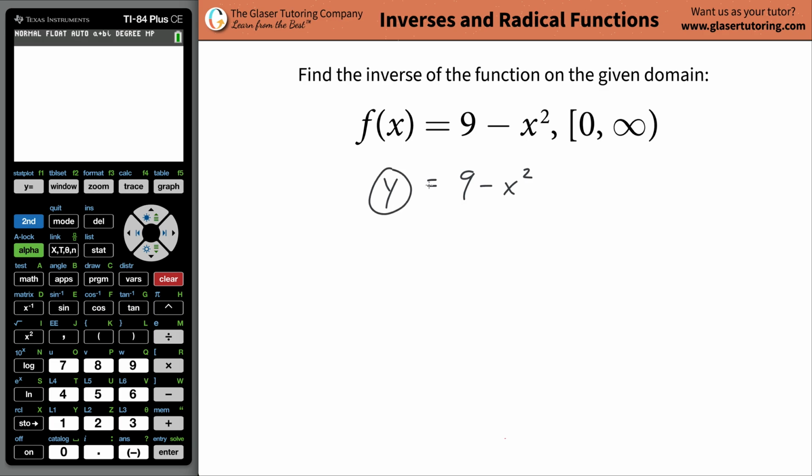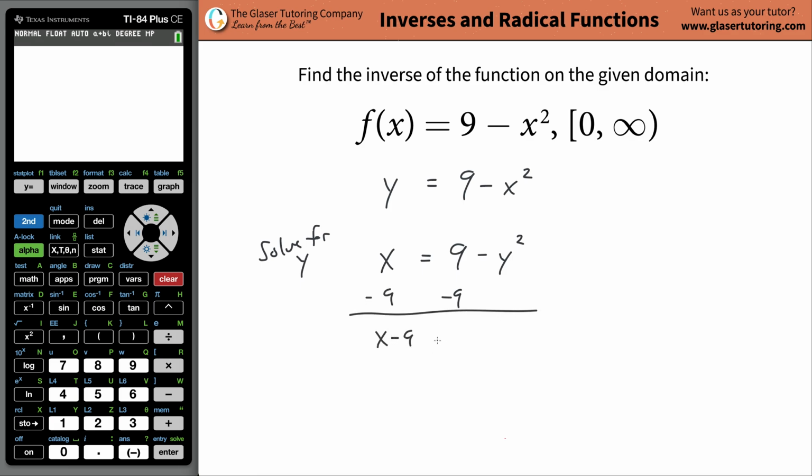Next thing is everywhere I have a y, I'm going to write an x. And everywhere I have an x, I'm going to write a y. Everything else stays the same. Then I'm going to take this equation and solve it for y. I have to isolate y by itself, so minus the 9 from both sides. So this becomes x minus 9 is then equal to negative y squared.